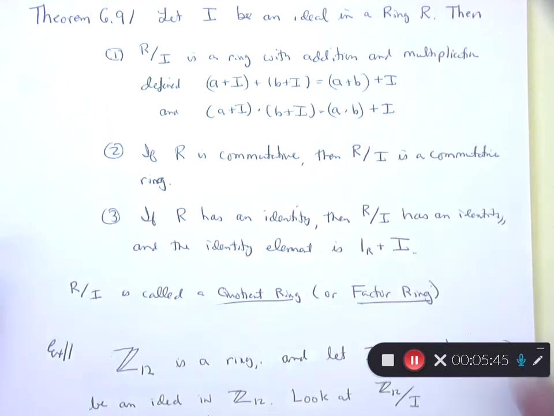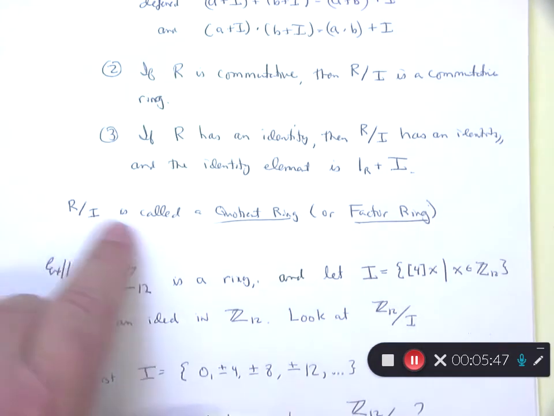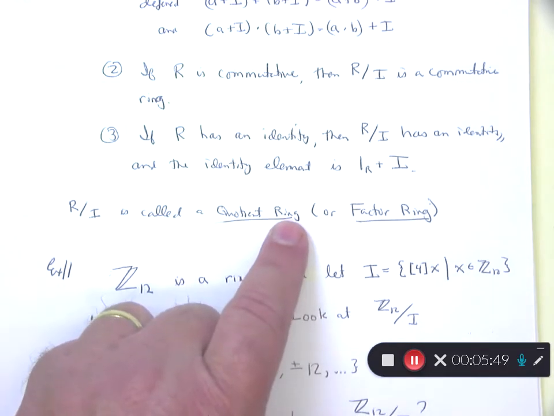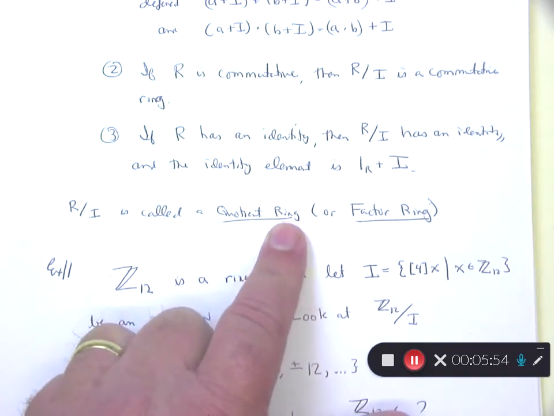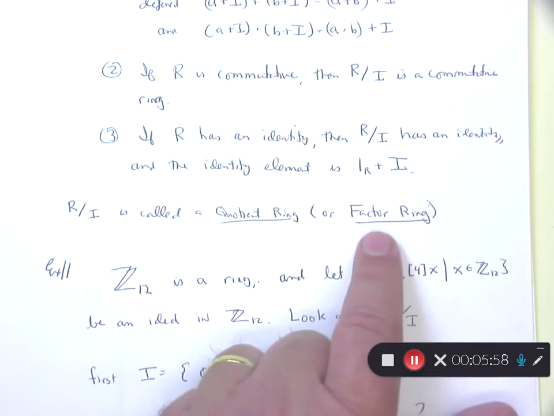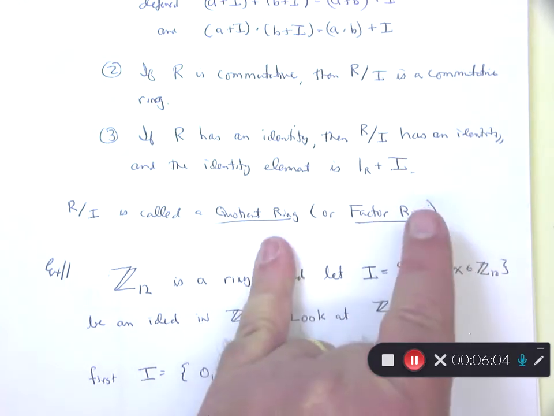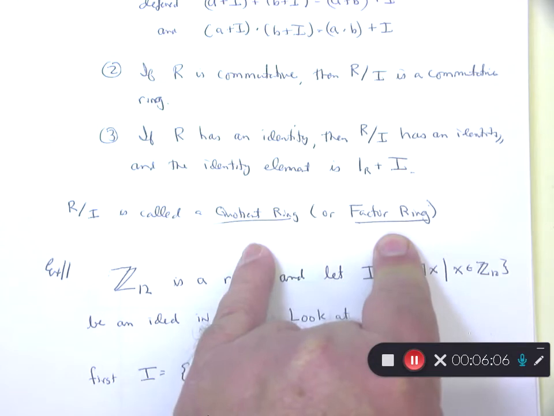Now again, as I mentioned before, R mod I is called a quotient ring. But when you get into the higher level math, the senior and graduate level math classes, they may also call the quotient ring something called a factor ring. Don't freak out, that's just a different textbook calling it something else, but they're the same thing. Quotient rings and factor rings are exactly the same thing.